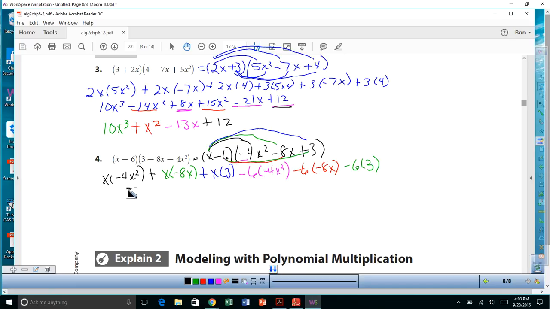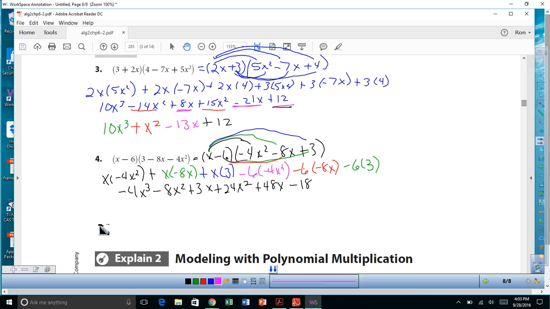x times negative 4x squared would be negative 4x cubed. And then you have x times negative 8x would be negative 8x squared. x times 3 is 3x. Negative 6 times negative 4, that would be plus 24x squared. Negative 6 times negative 8 would be plus 48x. And then negative 6 times 3 would be minus 18.